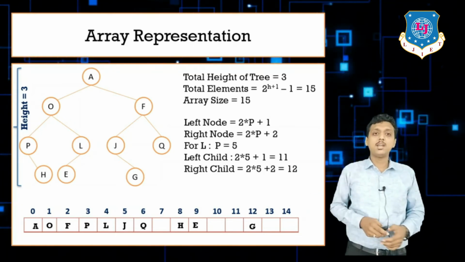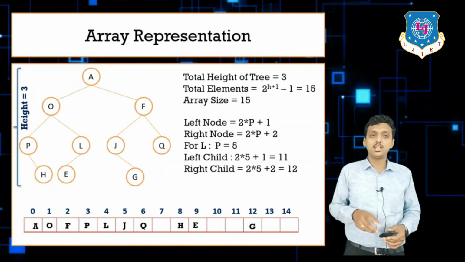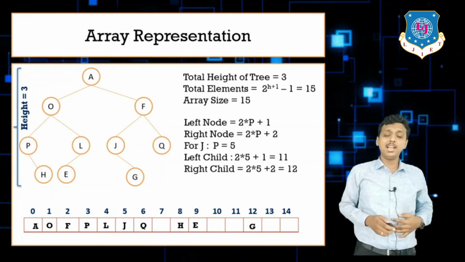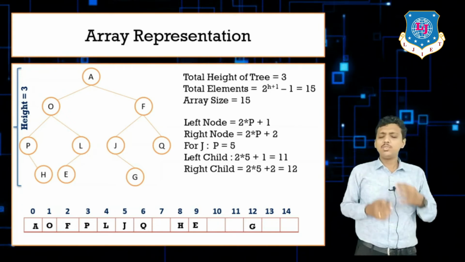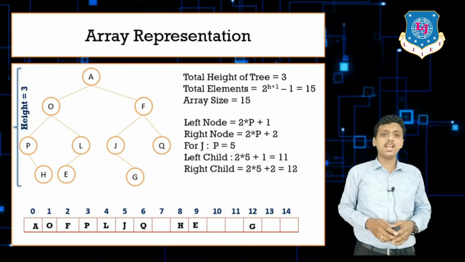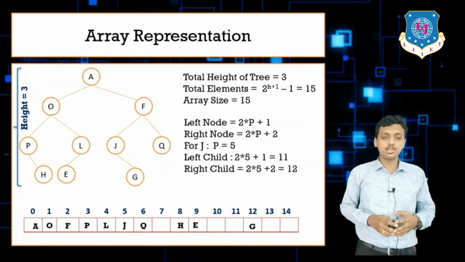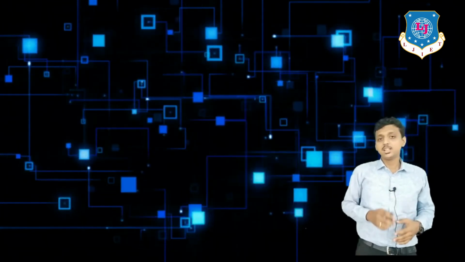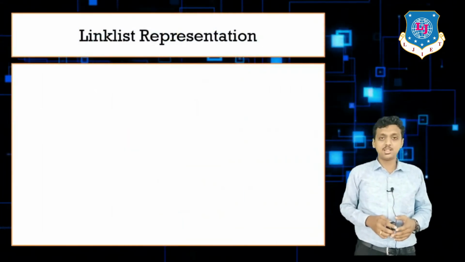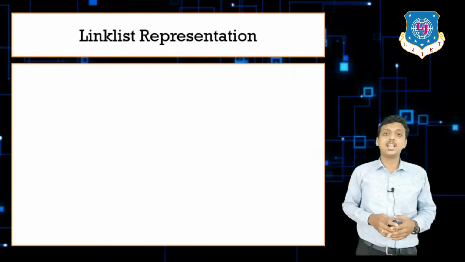Now again I'm showing you the formula for that. That is, for P equal to 5, the position of J element is at 5. So we can easily say that the J left and right subtree must be at 11 and 12th position. Okay, so that's it. Now moving forward to the next topic. Our next topic is linked list representation. It is our last topic of today's lecture.